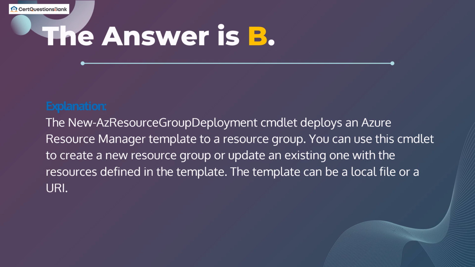The New-AzResourceGroupDeployment cmdlet deploys an Azure Resource Manager template to a resource group. You can use this cmdlet to create a new resource group or update an existing one with the resources defined in the template. The template can be a local file or a URI.